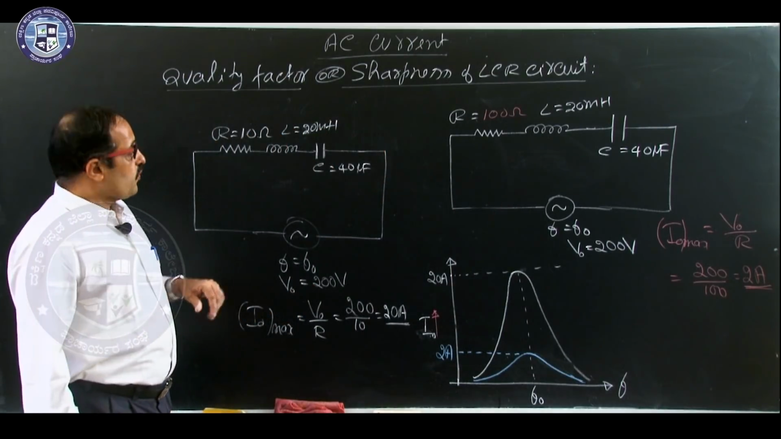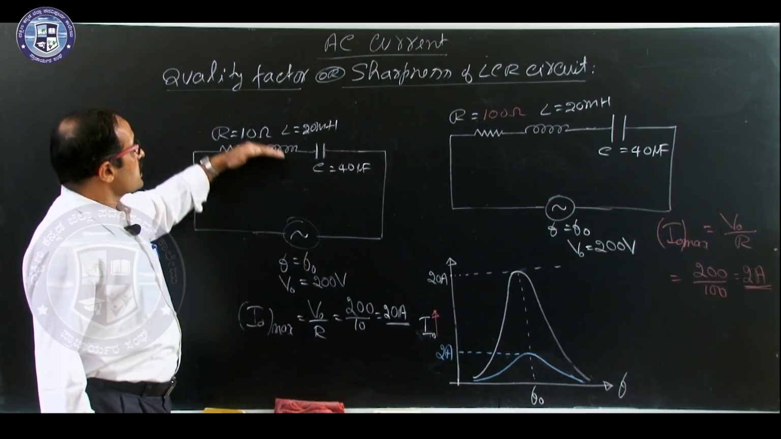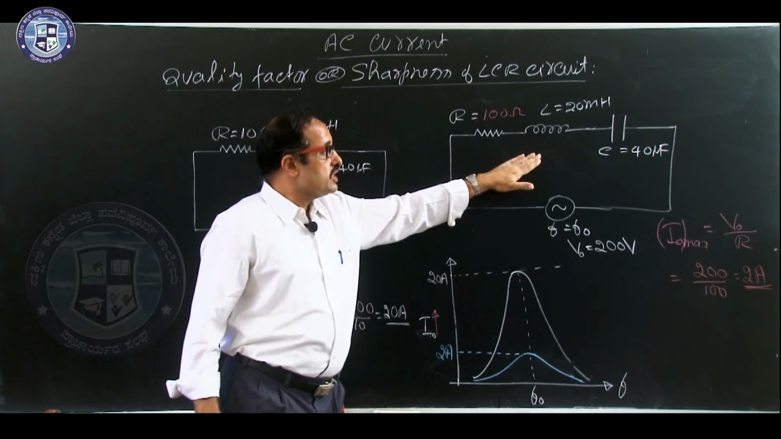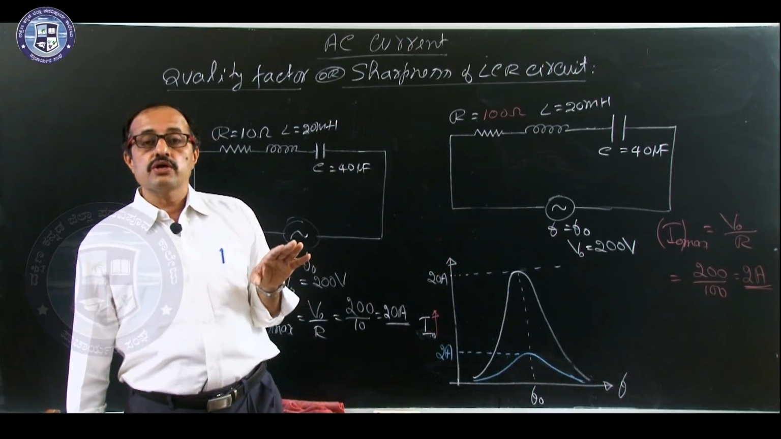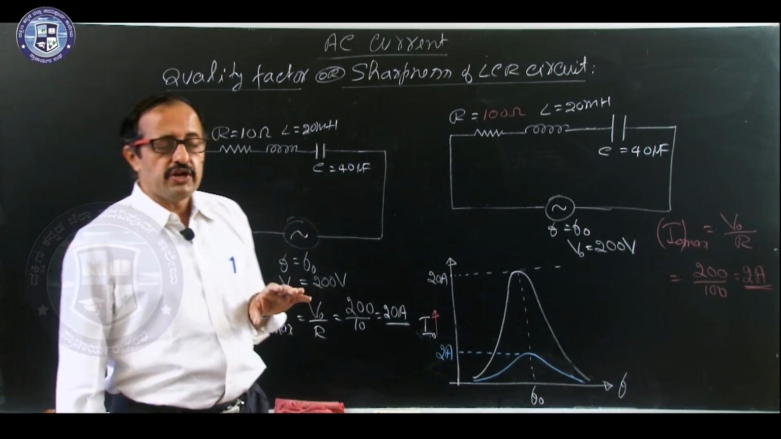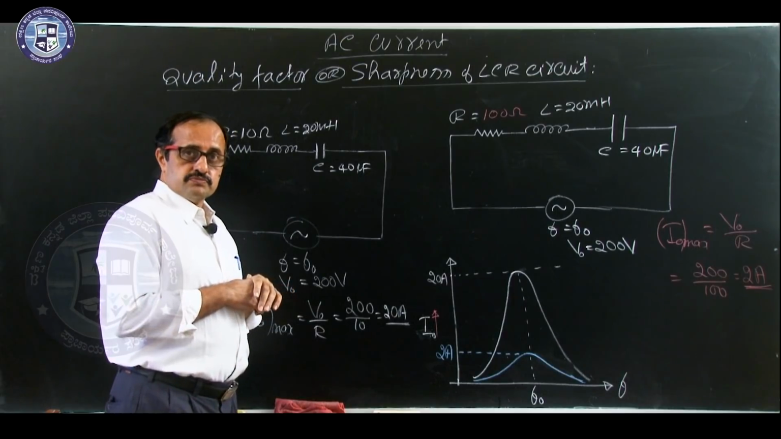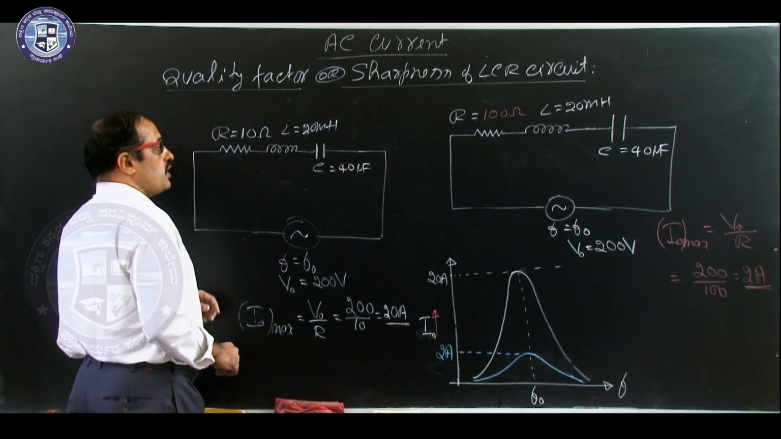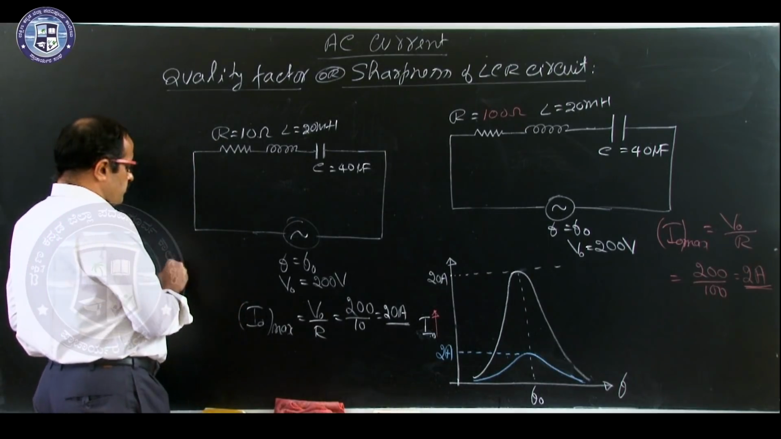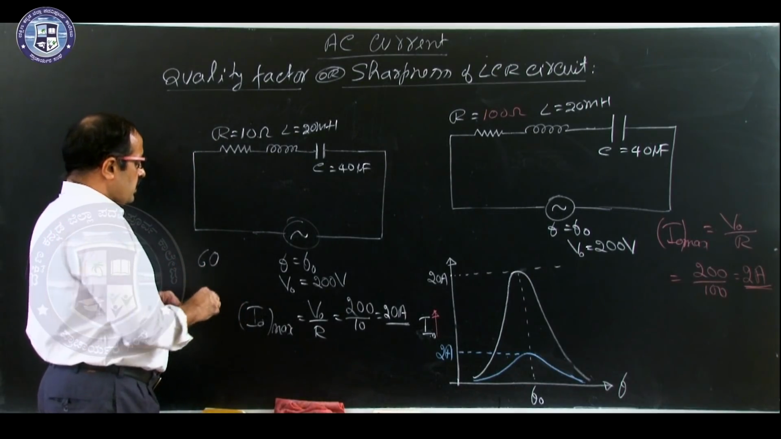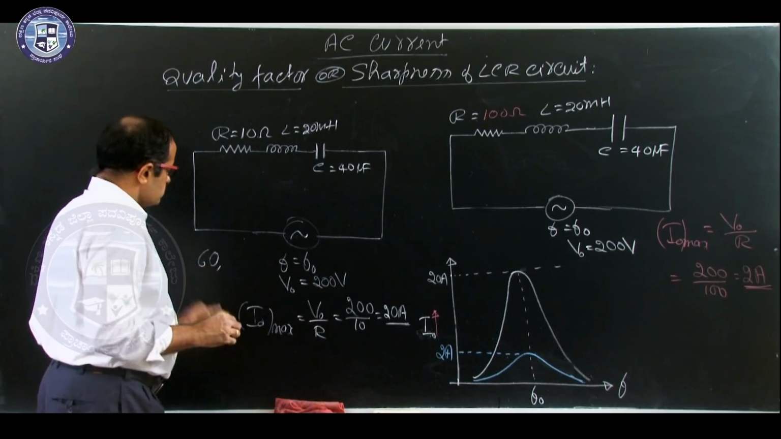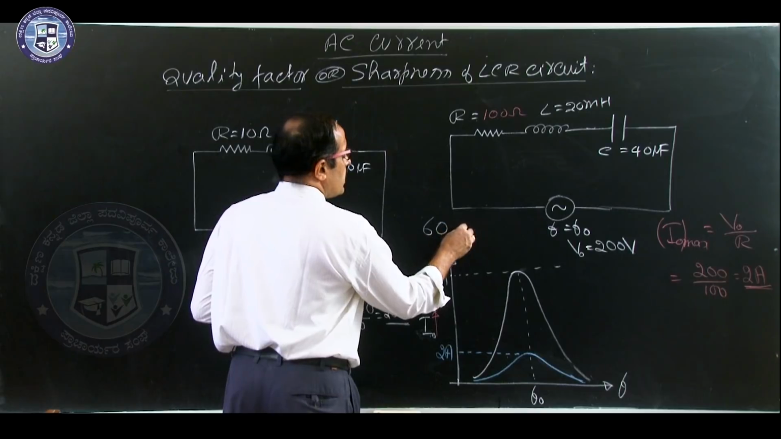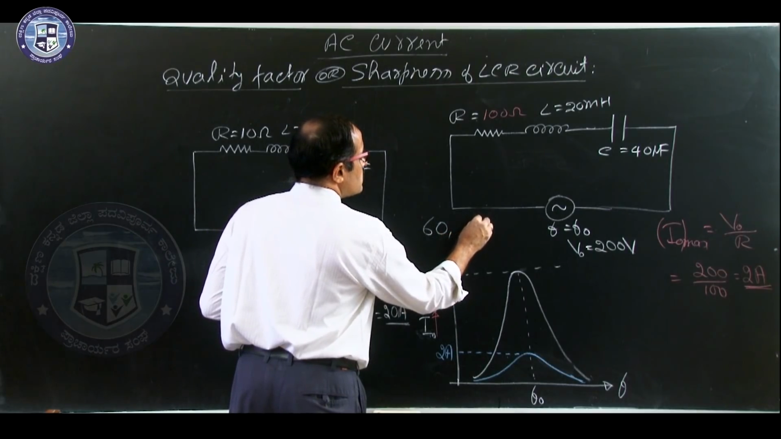Therefore, this circuit has got a higher quality factor and this circuit has a comparatively lower quality factor. It is the comparison. For example, let us say there are two circuits, quality factor of one of them is 60, and for another one let us say it is 25.